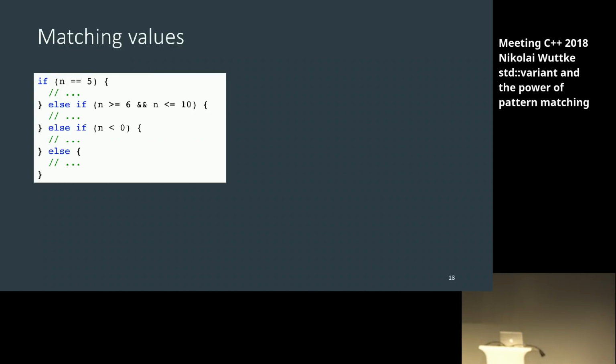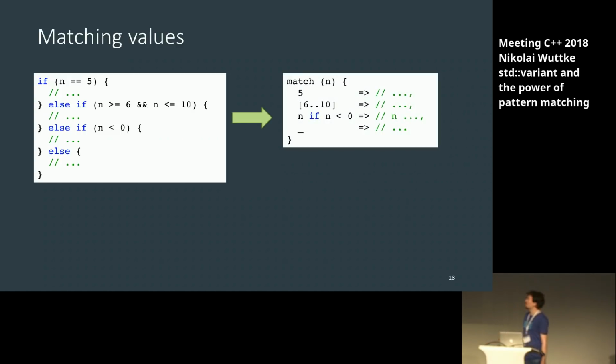The general idea is that you can pattern match values, and you would maybe have something like this, where you have some value and you want to handle different cases of it. If it's exactly 5, I want to do one thing. If it's between 6 and 10, I want to do another thing. If it is negative, I want to do something else, and so on. With pattern matching, instead of writing out this if-else-if chain manually, you would do something like this. This is pseudocode. This is not C++, unfortunately, but it is relatively similar to constructs in languages that support it.